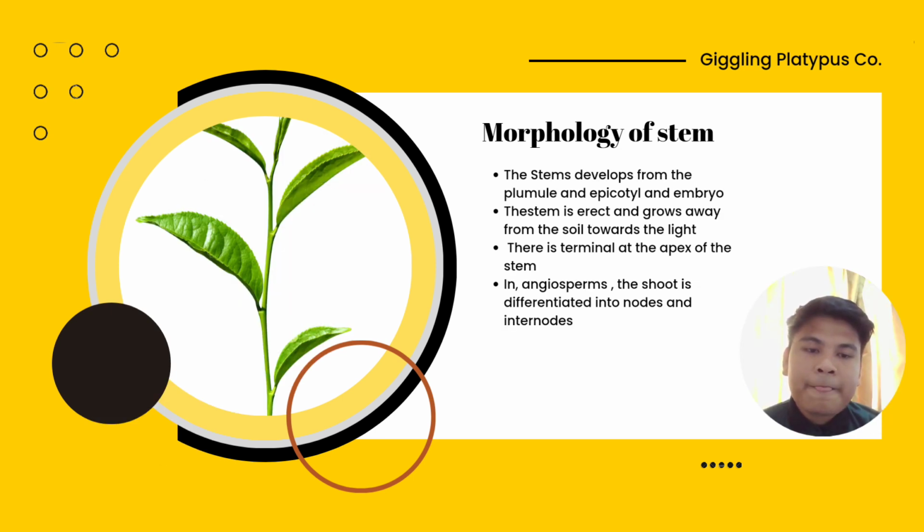Morphology of stem. The stem develops from the plumule and epicotyl of the embryo. The stem is erect and grows away from the soil towards the light. There is a terminal bud at the apex of the stem. In angiosperms, the shoot is differentiated into nodes and internodes.